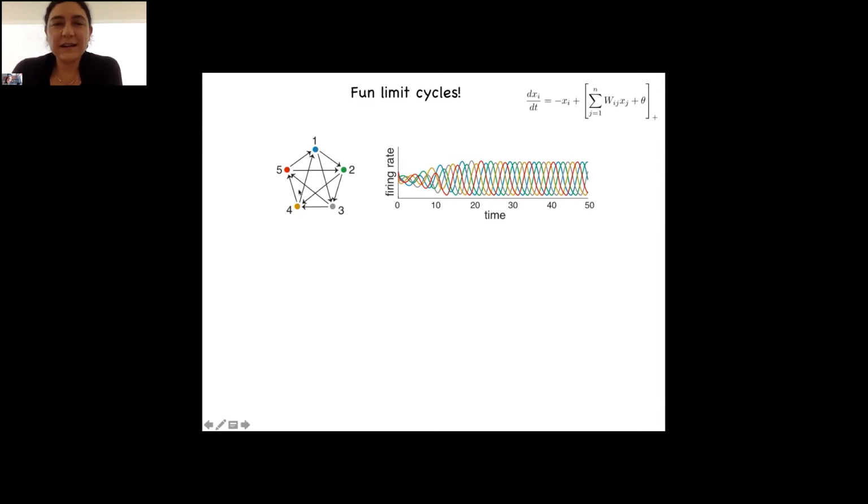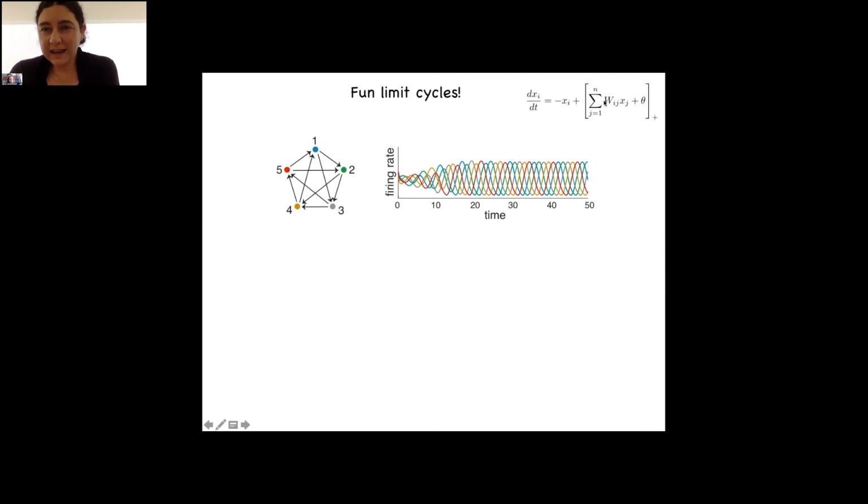So I wanted to just flash a couple of examples of fun limit cycles. So here is a very symmetric graph. This is a circularly symmetric tournament, and it has, as you might expect, a limit cycle where the neurons fire in order around the edge of the graph. So 1, 2, 3, 4, 5. You track inside this limit cycle, the neurons are really just firing in the expected order.